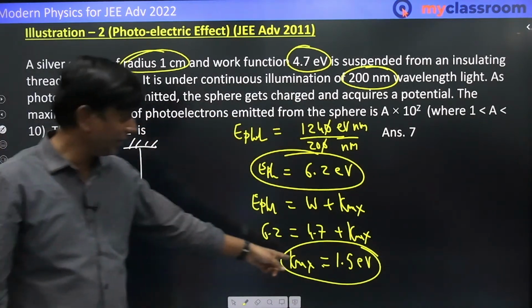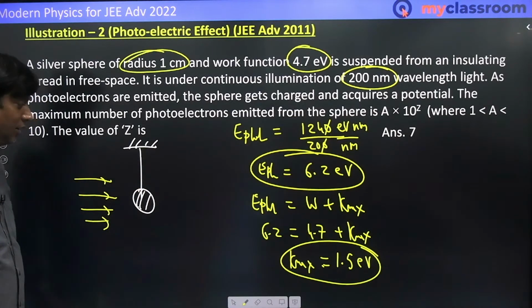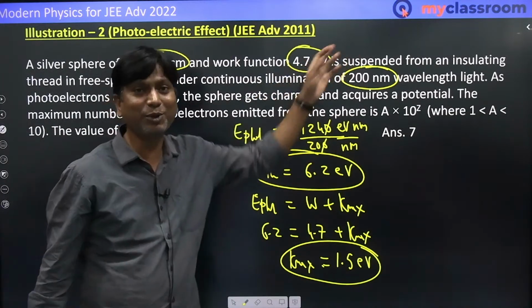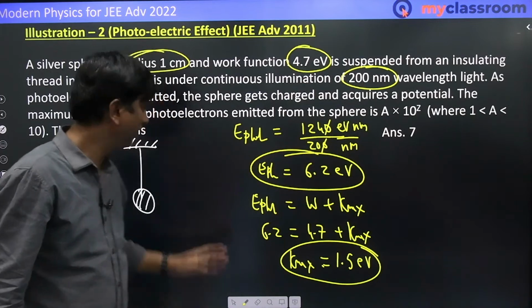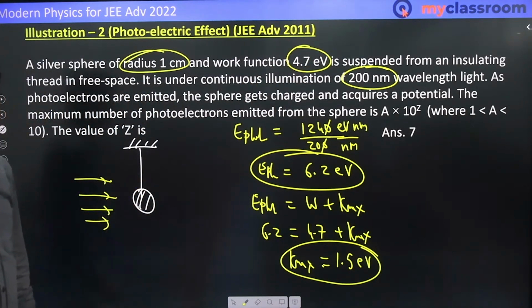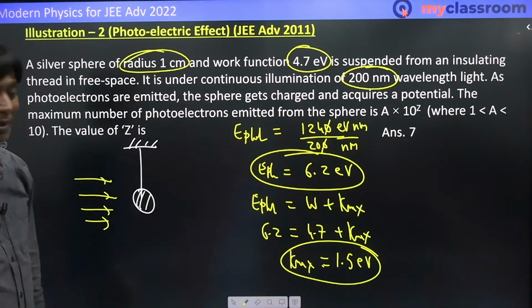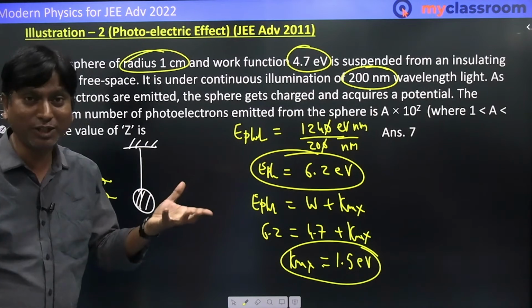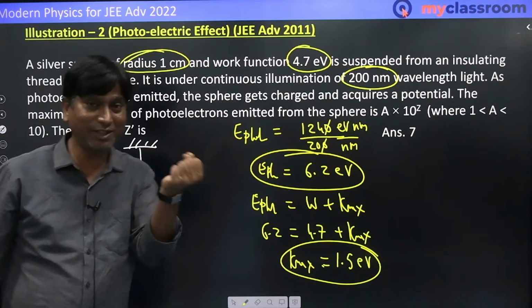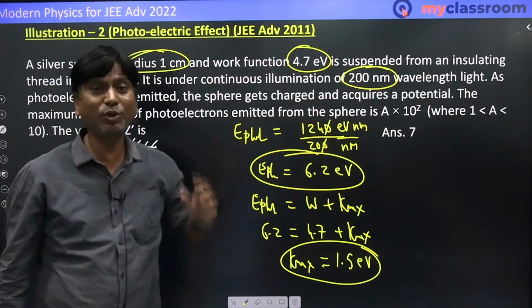So this is the kinetic energy that the electron will get, right? With this kinetic energy, will it escape to infinity? Initially they were escaping to infinity because not much positive charge was there. After some time, they may not escape to infinity, because the sphere will acquire some positive charge. Because of it, it will have some potential, and because of that potential, these electrons are unable to escape.